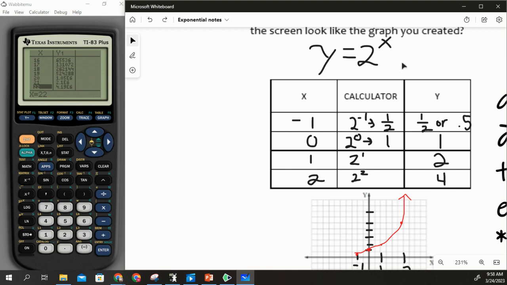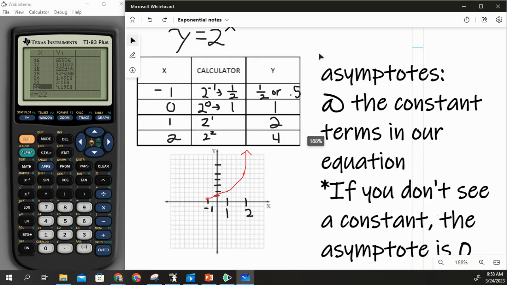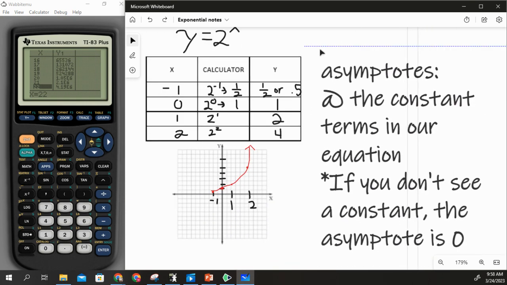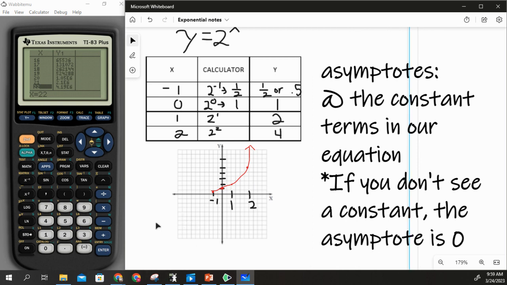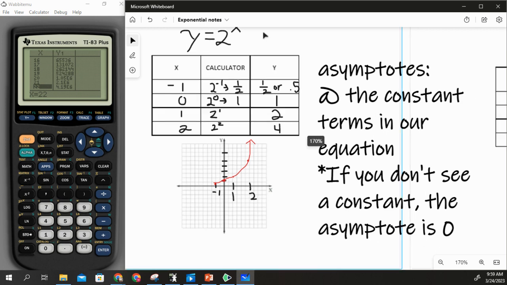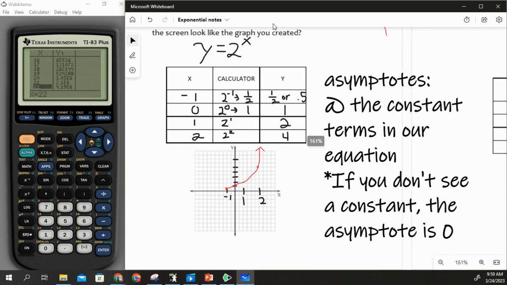Before we do some more examples, let's just talk about asymptotes one more time as a review. Remember, an asymptote is just an invisible line that we don't cross. These asymptotes are presented at whatever constant you might see for your graphs. You're not going to always see a constant value. If you saw a constant, that's like us adding or subtracting a number to our exponential equation.